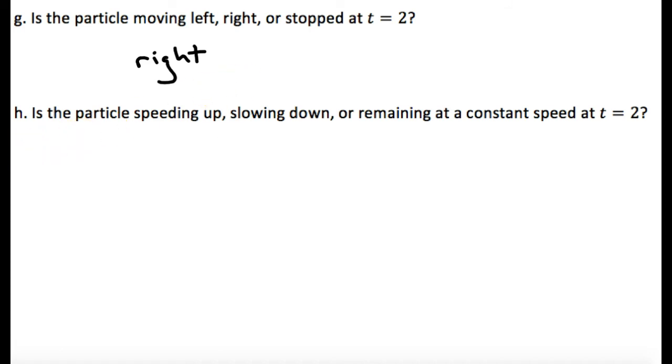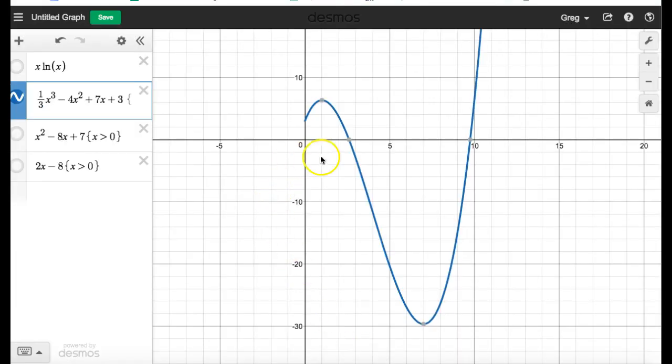So I did want to look at one other thing here. Let's actually go back to the first example and look at this function. This is my position function. We said it was 1/3 x cubed minus 4x squared plus 7x plus 3. And I chopped it off just to start at 0, because we don't usually talk about negative time. This is the t-axis in this case. So I'm starting at t equals 0, and this is what the position of my function looks like.